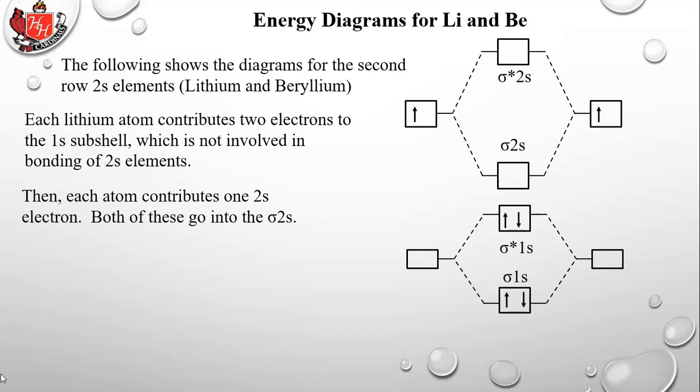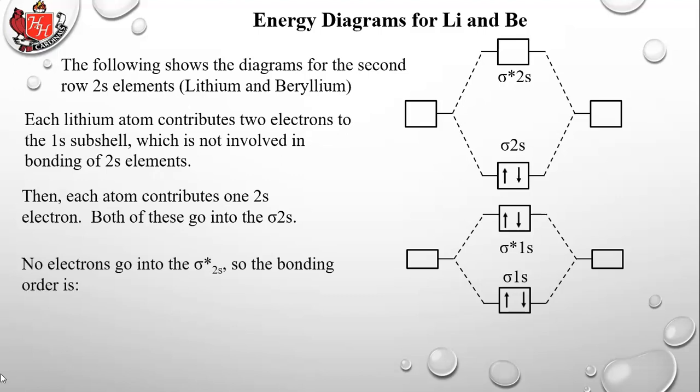Then each atom contributes 1 2s electron, both go into the sigma 2s. That's the bonding orbital. There it is. And you're done with the electrons. You're out of electrons, so there's none to go up above in the sigma star 2s, the antibonding orbital.